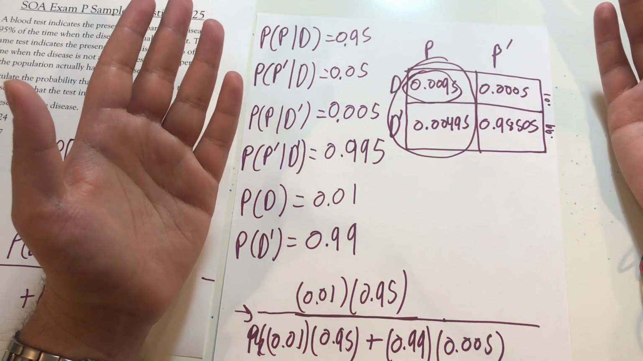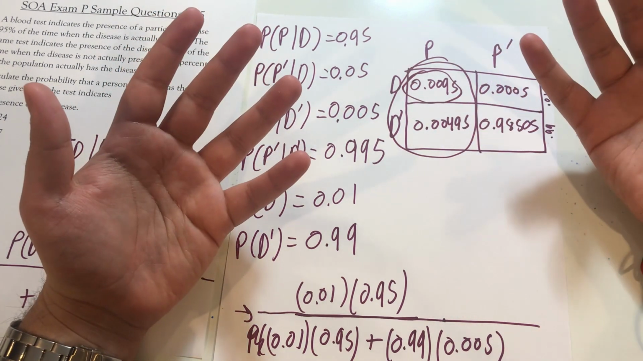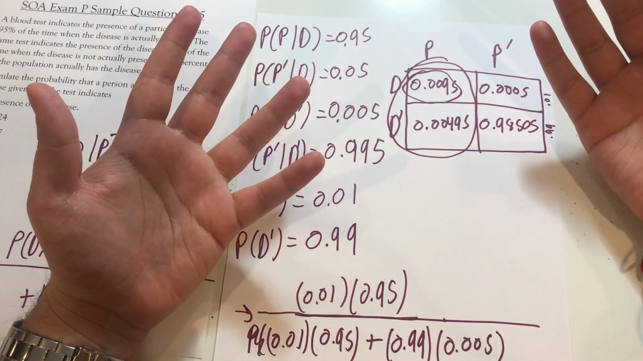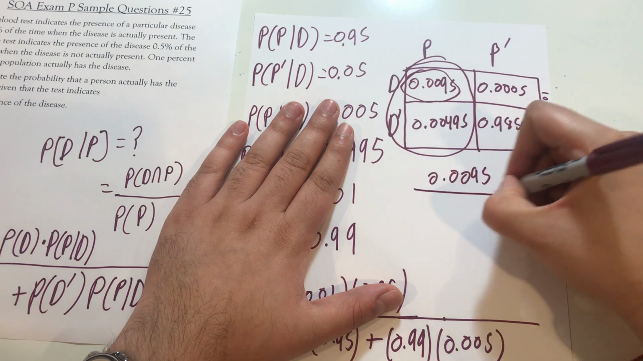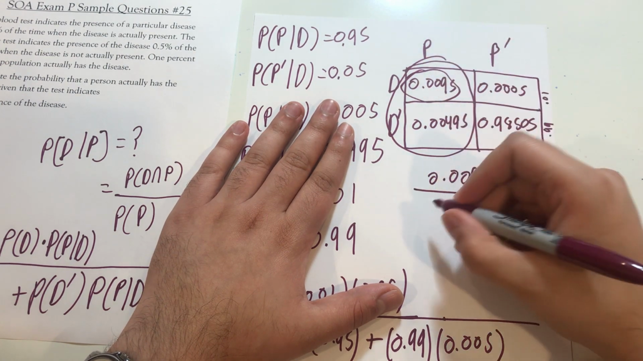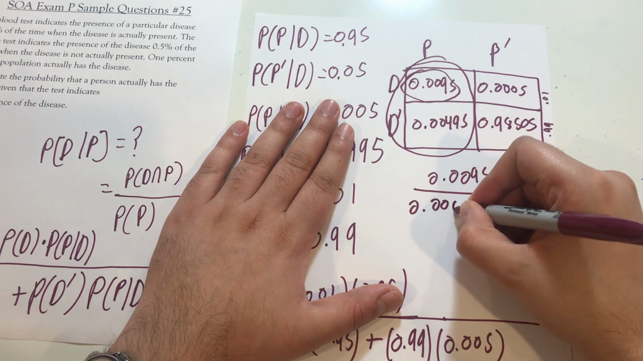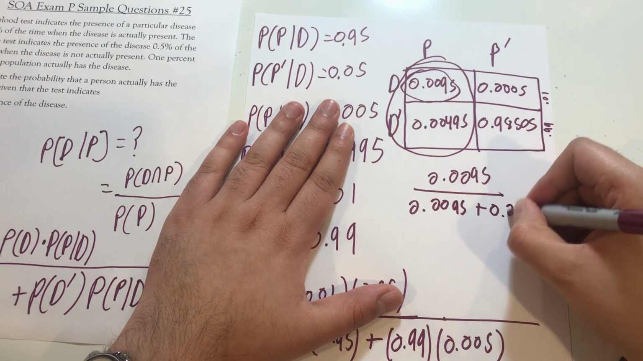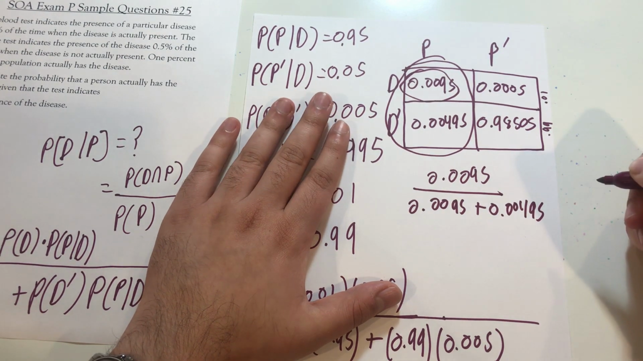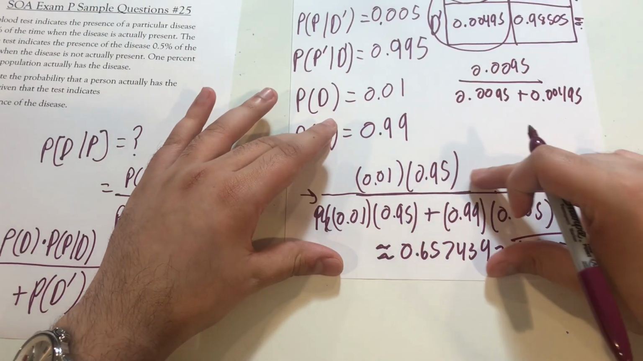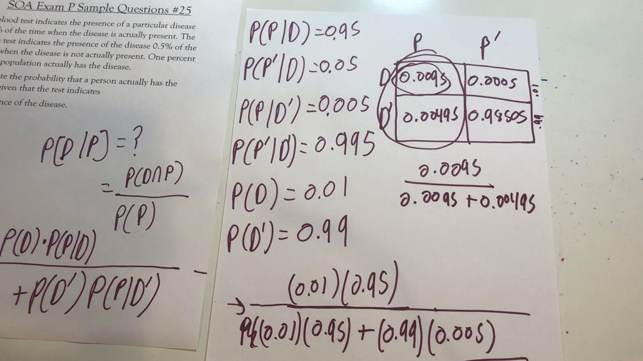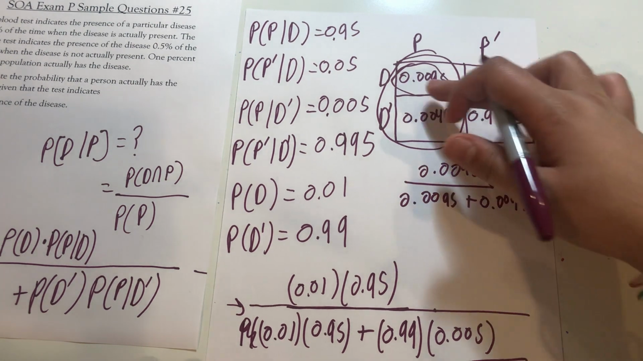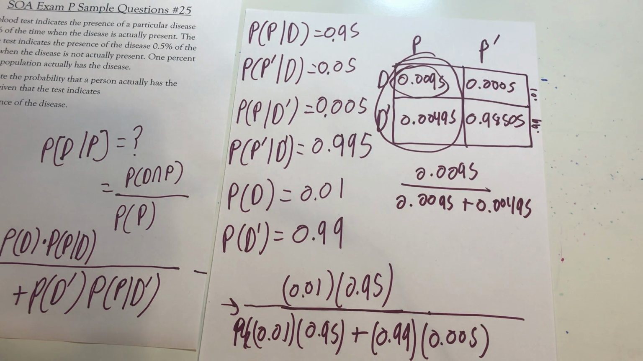So the basic formula for probability is the number of ways something can happen over the total number of ways anything can happen. So this is going to be 0.0095 over this whole column, which is 0.0095 plus 0.00495. And you might notice if you did this piece by piece that this is just the Bayes' theorem formula without actually knowing what the Bayes' theorem formula is. This is just understanding how charts and intersections work.